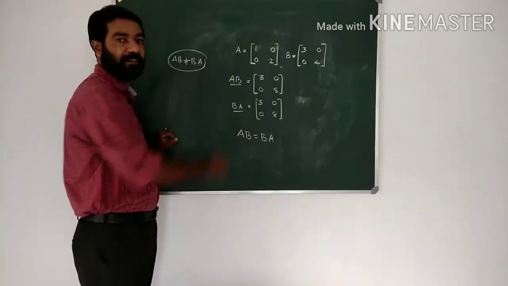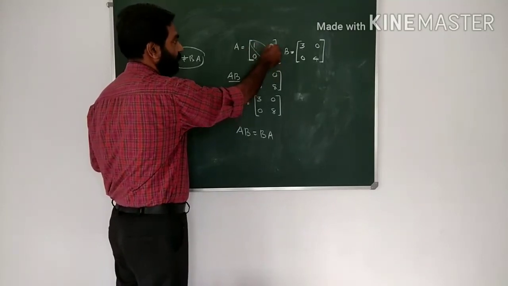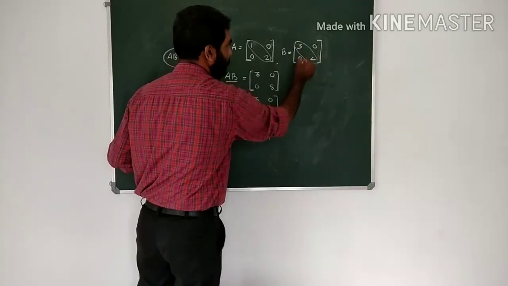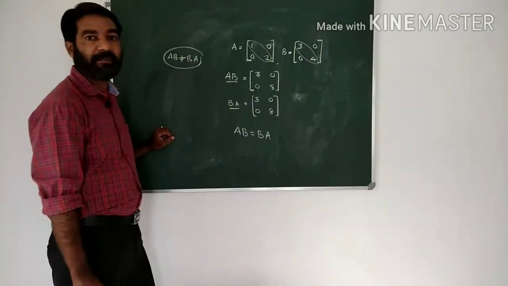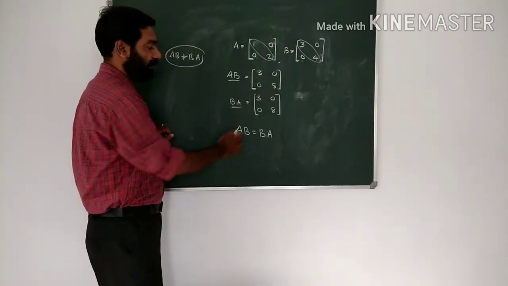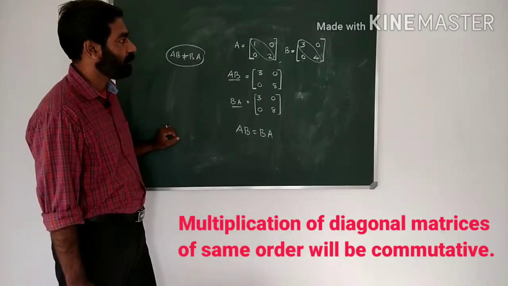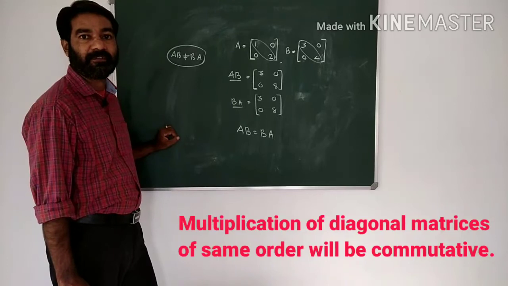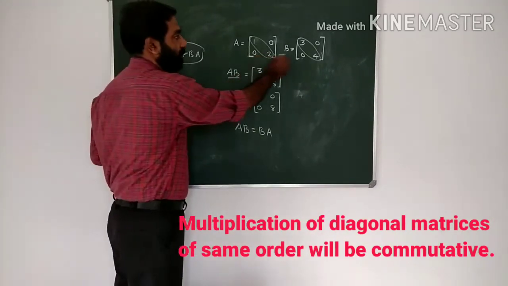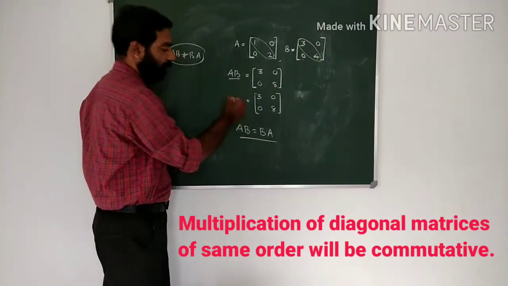So what is the specialty here? Here A is a diagonal matrix. Here these two elements are 0. B is also a diagonal matrix. These two elements are 0. So A and B are diagonal matrices and both are of the same order. So the answer is AB and BA are the same. So remember that the multiplication of diagonal matrices of the same order will be commutative. AB is equal to BA. This point here also remember.